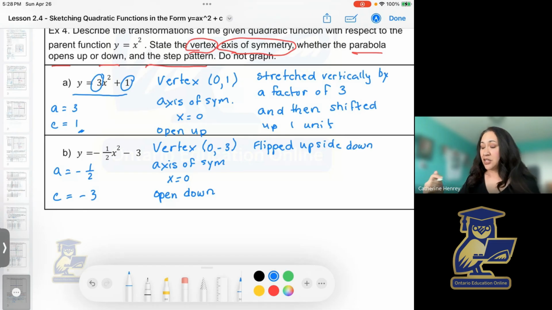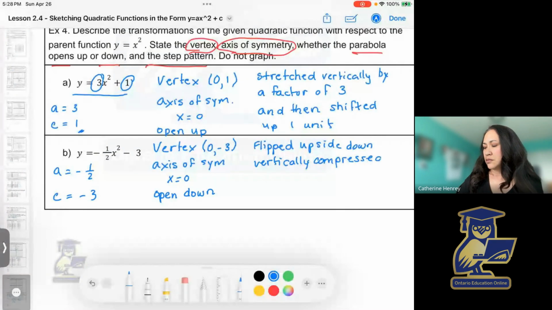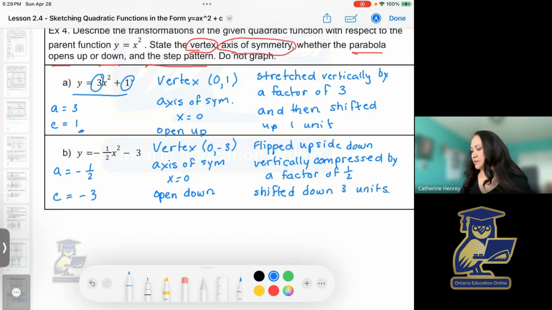Because it's a half, it's going to be vertically compressed. So it's going to look wider. And then it's going to be shifted down 3 units because C is negative 3. Good.